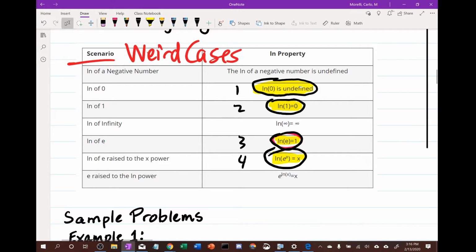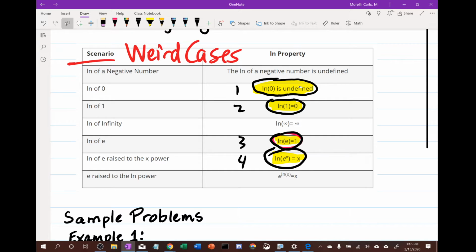Here's my thoughts on it. Any time in your life that this comes up, you will either be given this chart or you can just Google it. So yes, write it down, but remember how to figure it out. Don't try to memorize: ln of 0, undefined. If you ever forget, just go type it into the calculator.